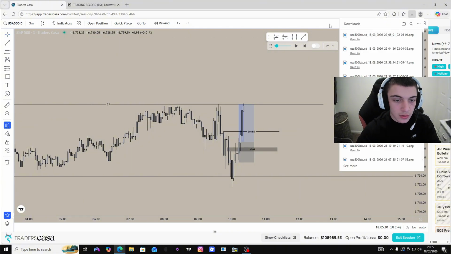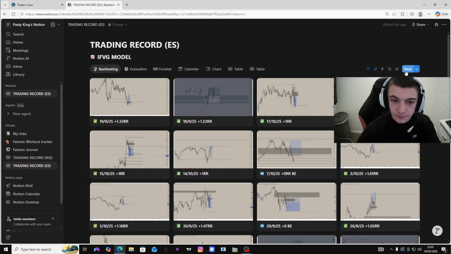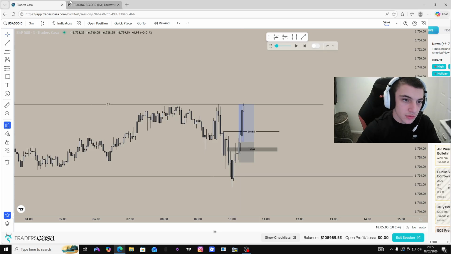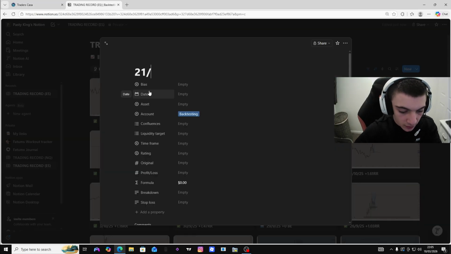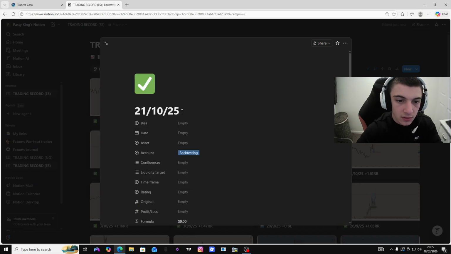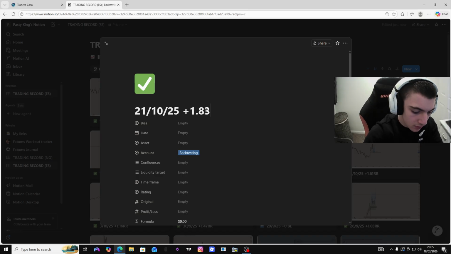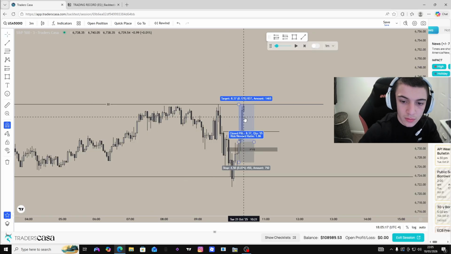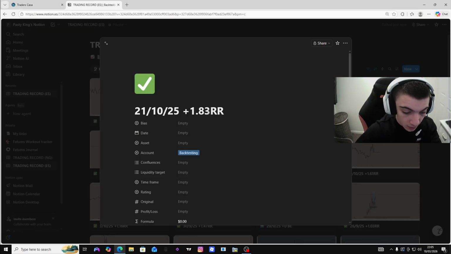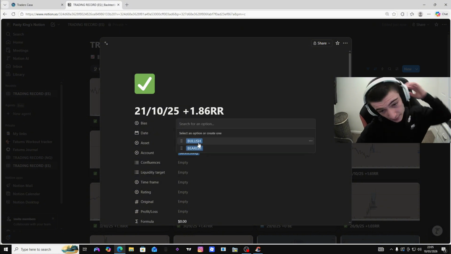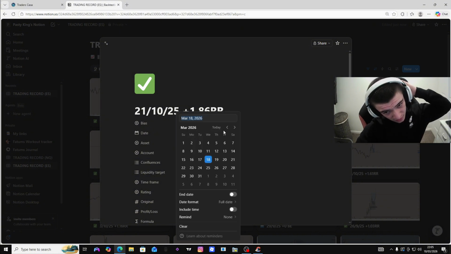So download the image there. What date was that? 21st. 21st for the 10th, 25. Tick. What was that? R plus 1.83, I think, or 81. Or 86. Oh, I'm wrong, 86 there. Bullish date.